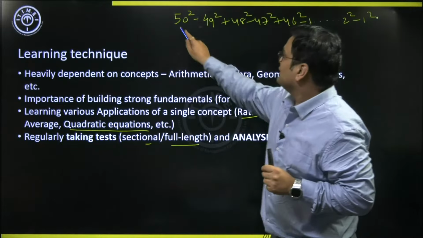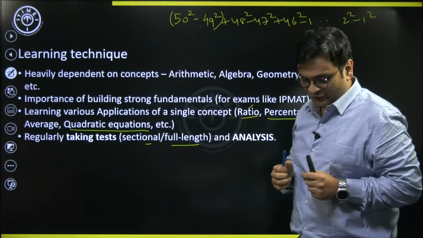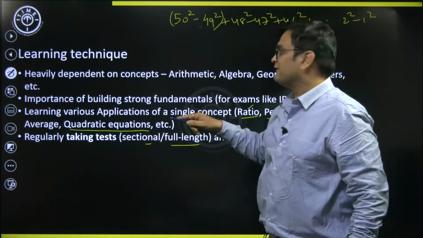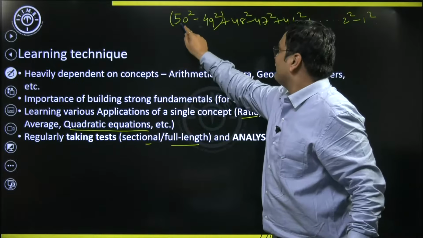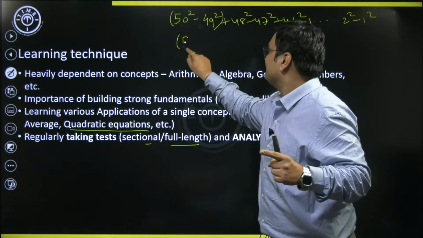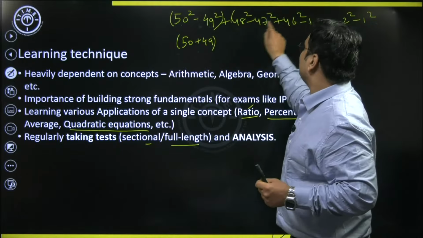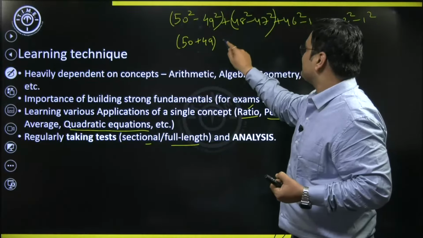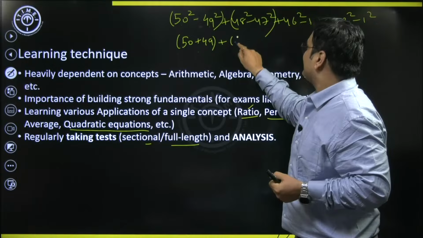Observe, if you take the first two terms, can you see a square minus b square? So a square minus b square will be equal to what? a minus b into a plus b. We know the basic formula. What is a minus b? 50 minus 49, 1. a plus b will be 50 plus 49. Similarly, take these two together. a square minus b square again will be a minus b, which is 1 again. Please notice 48 minus 47 into a plus b.